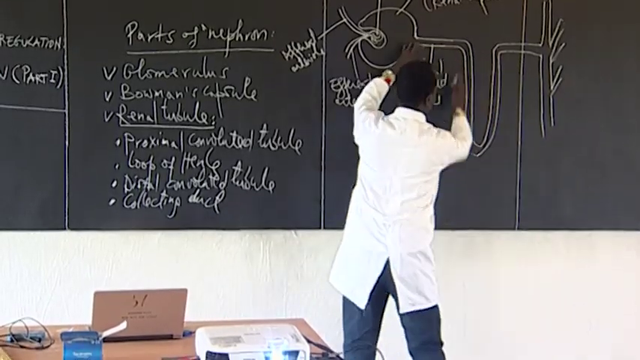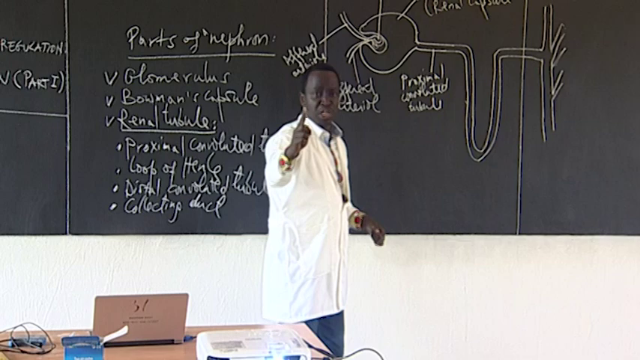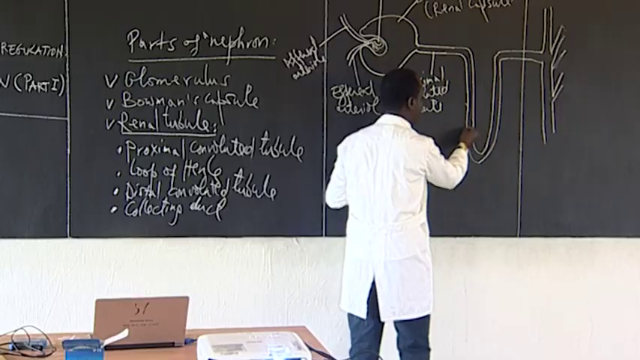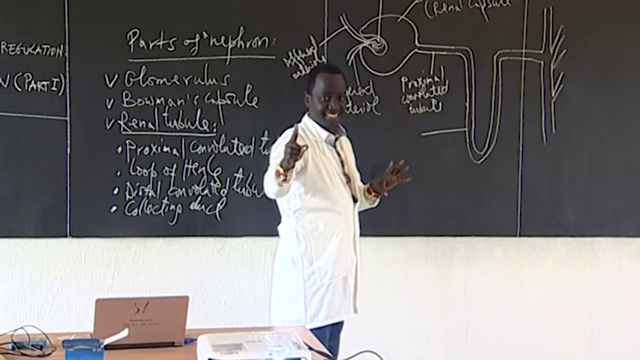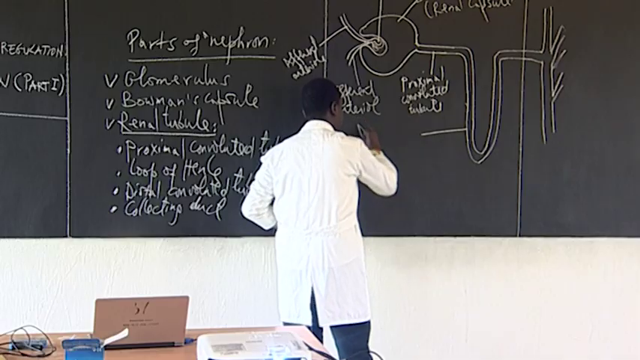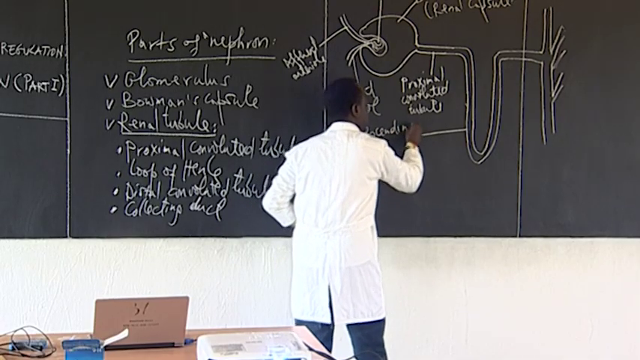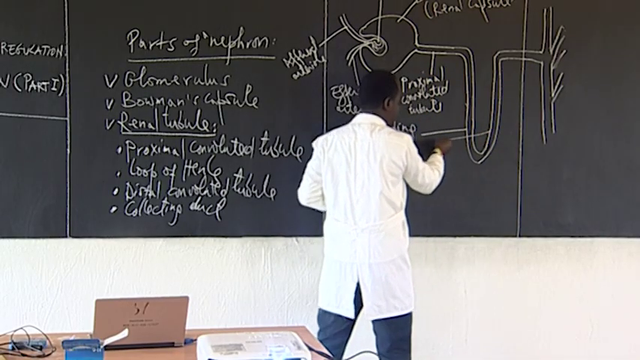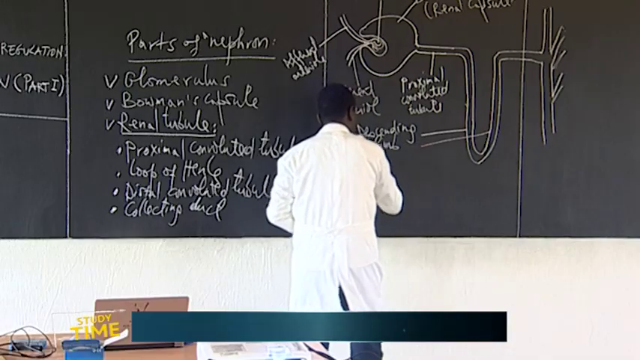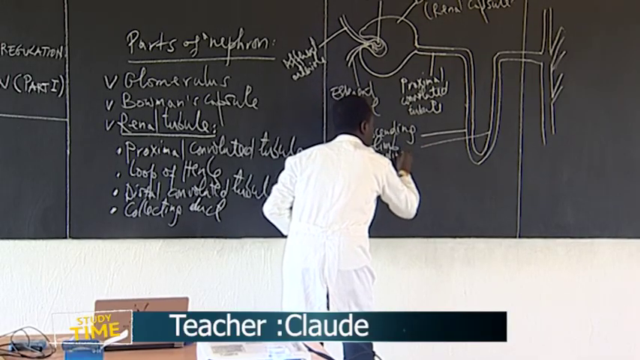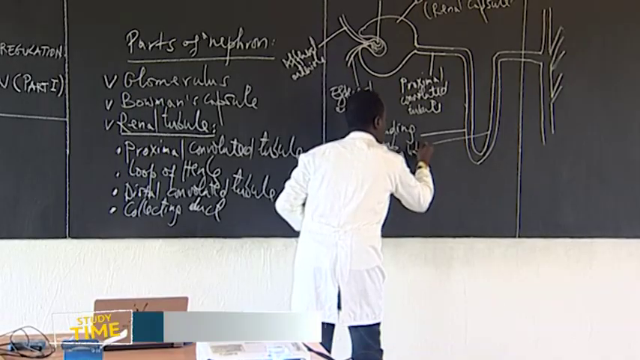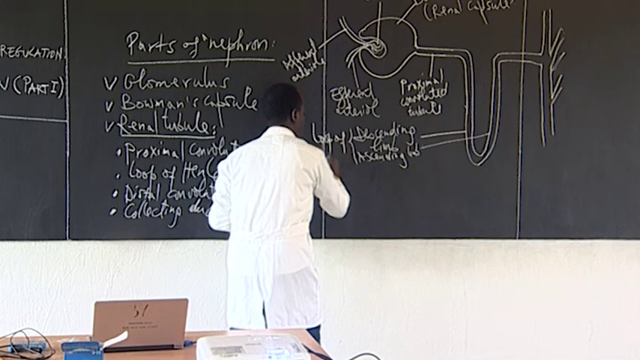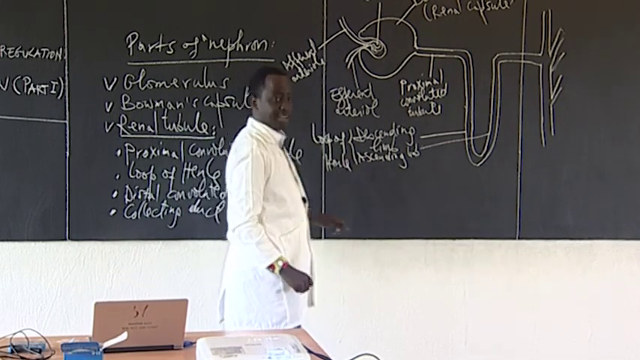Nice. This is our renal tubule. It has the proximal convoluted tubule. It has now the loop of Henle. The loop of Henle is divided into two parts. It has the descending limb, and another part here, which is the ascending limb. Together, this forms the loop of Henle.